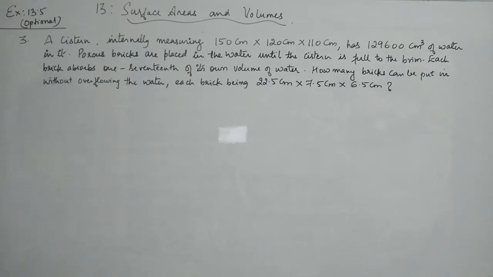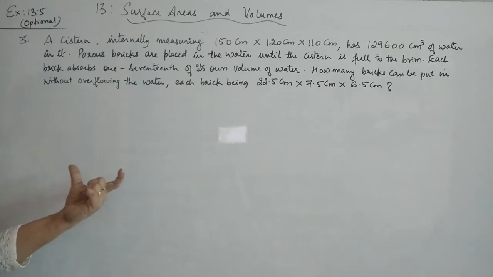Question number 3 is a cistern. A cistern means it is a tank to fill water. A cistern internally measuring 150 centimeter by 120 centimeter by 110 centimeter has 129600 centimeter cube of water in it. Porous bricks are placed in the water until the cistern is full to the brim. Each brick absorbs 1/17 of its own volume of water. How many bricks can be put in without overflowing the water? Each brick has dimensions 22.5 centimeter by 7.5 centimeter by 6.5 centimeter.